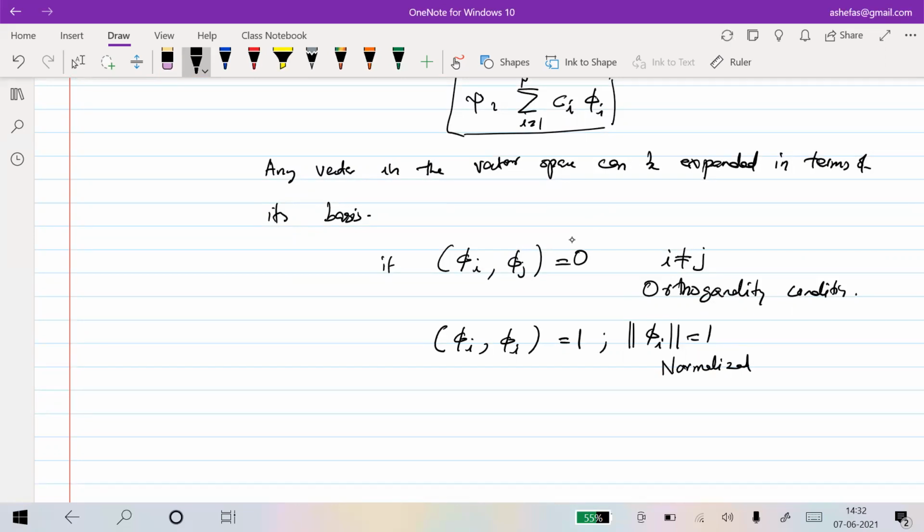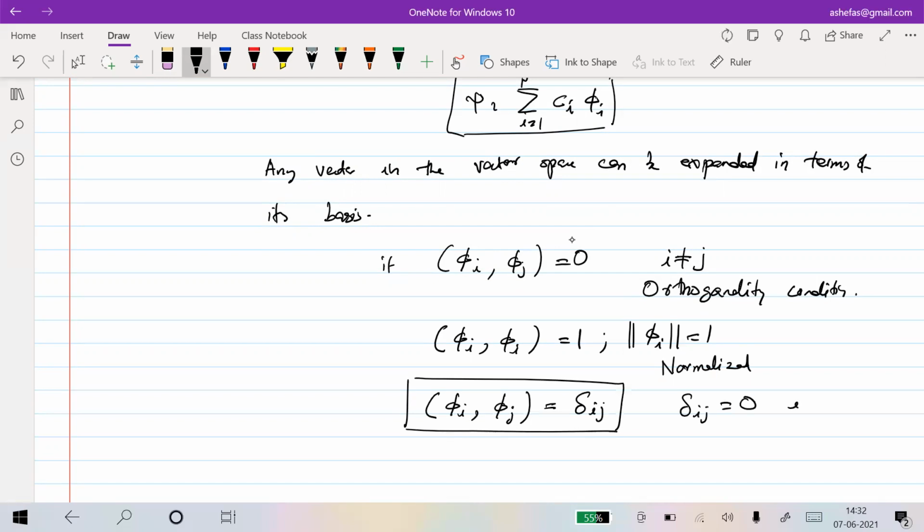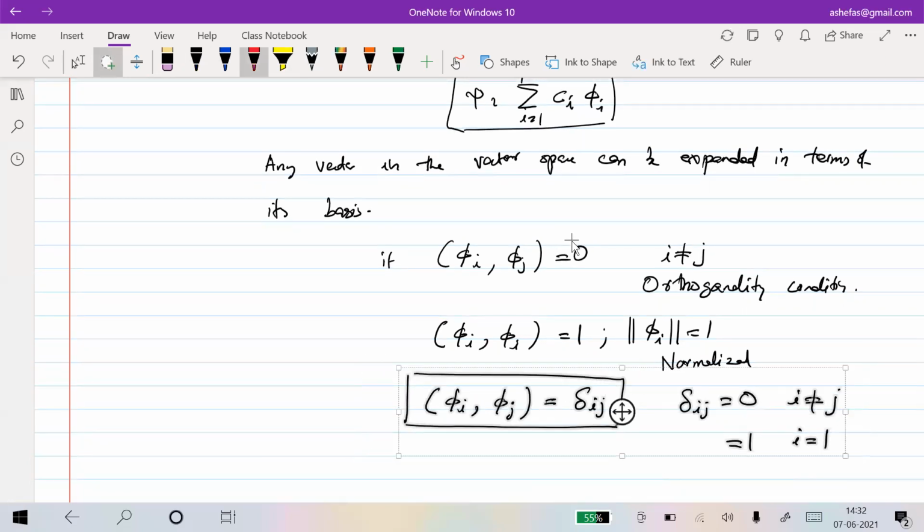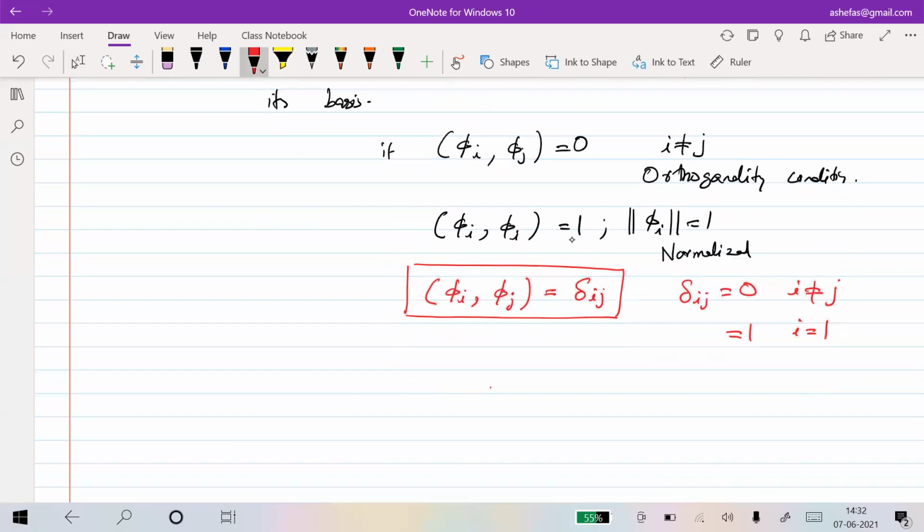So how can we write these combinedly? Both the orthogonality and normalization conditions we can write as the scalar product phi i phi j equal to delta ij, where delta ij is the Kronecker delta. The delta ij equals 0 when i is not equal to j and equals 1 when i equals j. This is called the orthonormality condition. So if a basis satisfies this condition, phi i phi j equal to delta ij, then we can call that basis an orthonormal basis.